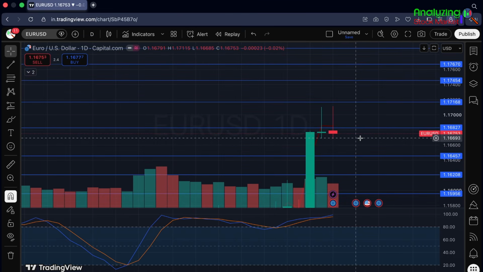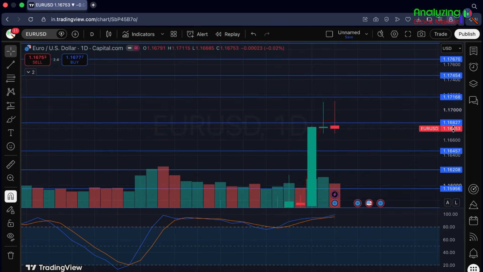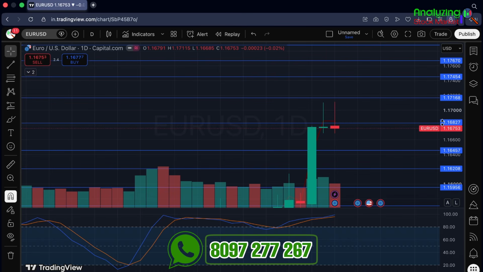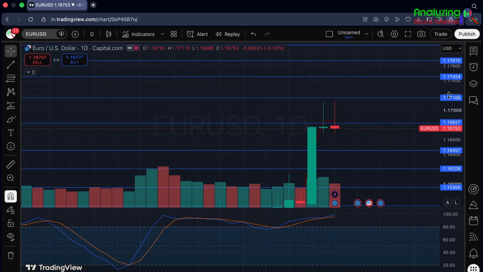So here, the important support and resistance zones are already marked. Currently, we don't need to mark any new levels. Let's straight away talk about the closing. So here, 1.16753 is the closing. The direct support is 1.16457 and the direct resistance is 1.16827. After the direct support, there is a support of 1.16208 and then 1.15956. After the direct resistance, there is a resistance of 1.17168 and then 1.17454. So these are the important support and resistance zones which will help you take better stop loss and target levels according to your bias for this week. So do mark these levels on your chart as well.